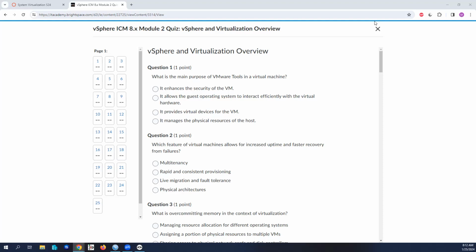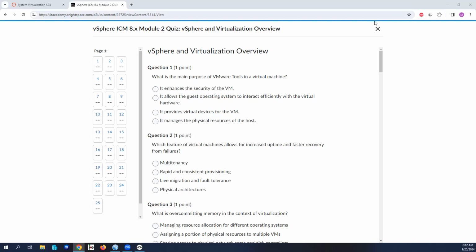So the main purpose of VMware tools in a virtual machine is: it enhances the security of the VM; it allows the guest operating system to interact efficiently with the virtual hardware; it provides virtual devices for the VM; it manages the physical resources of the host. So what do you think?